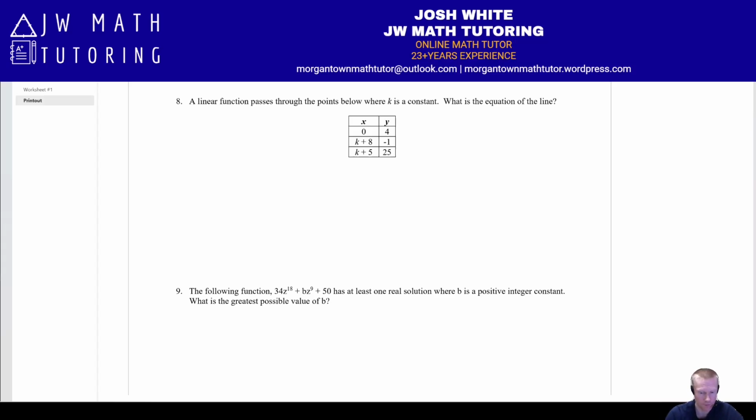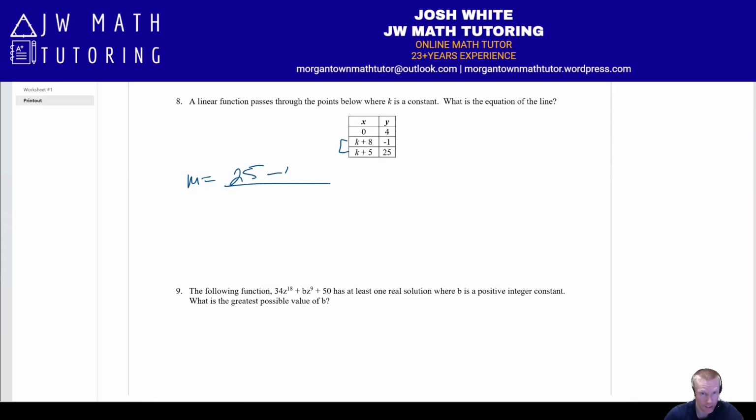Then, if it asks for k, it doesn't have to be multiple choice, obviously. But I'm just going to go ahead and find the equation and do it as a free response. There's a quick, easy way to do this and a much more difficult, longer way. The quick, easy way is to find the slope between these 2 points.